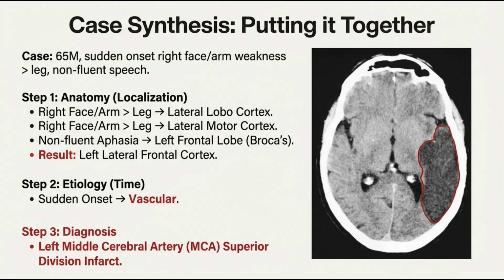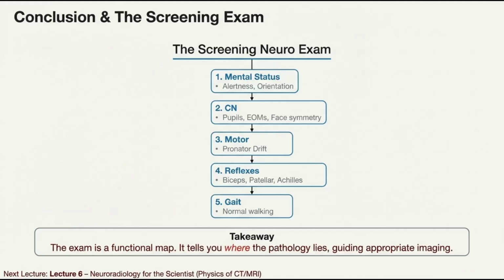And we just diagnosed a specific vessel occlusion without ever seeing a CT scan. That is the whole point. That is the goal. The CT scan is there to confirm that you're right and, critically, to make sure it's not a bleed before you give clot-busting drugs. But the diagnosis was made with history and the exam. So our final slide, slide 15, conclusion and the screening exam.